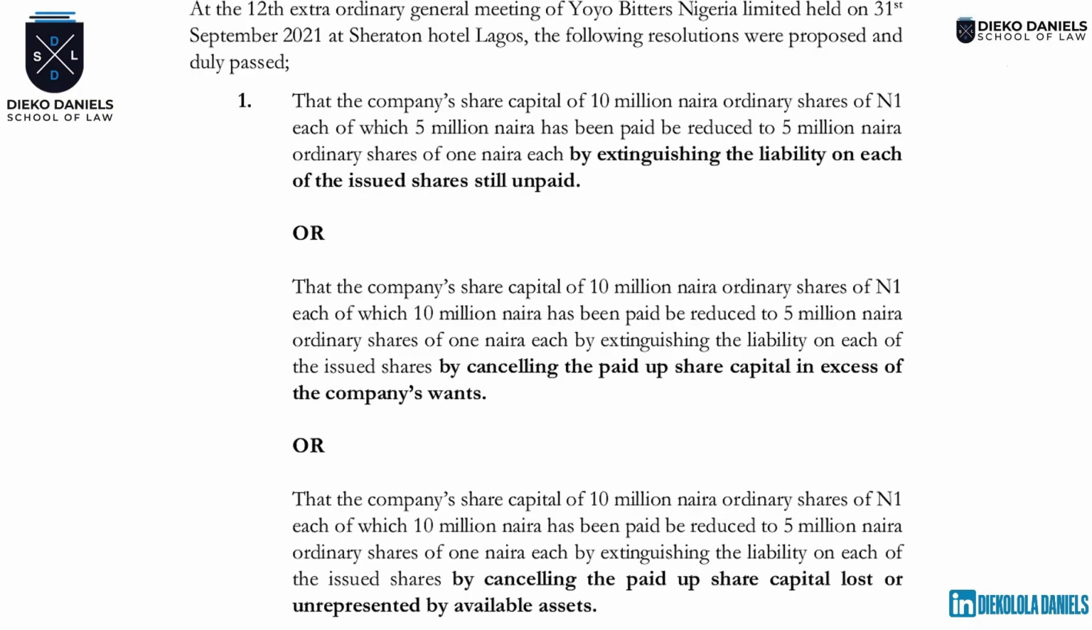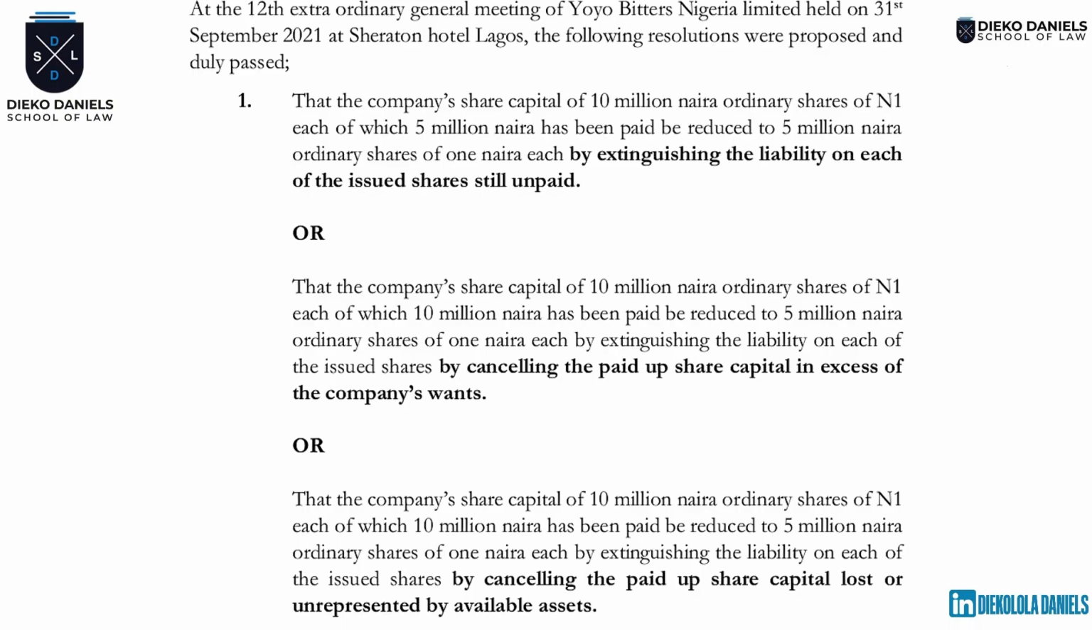And I told you, when I was teaching you then, that if the company has 10 naira as its issued share capital, and the shareholders have only paid for 5 naira, it means that there is 5 naira that they have not paid for. The company can extinguish it, can reduce it to just 5 naira and cancel the rest. Although it has allotted the shares to the shareholders, because they have not paid, it can cancel it. That is the first one.